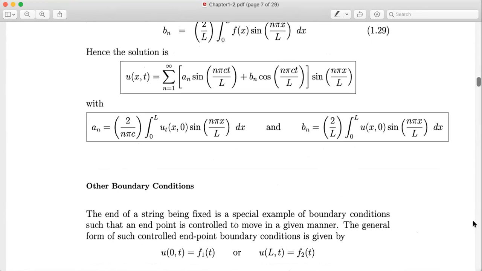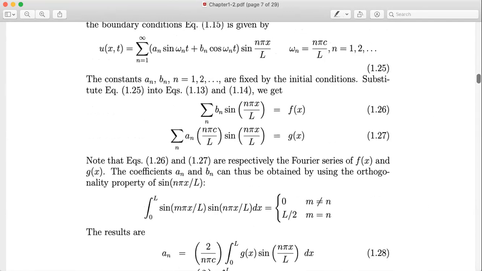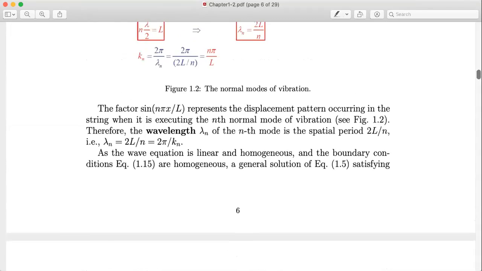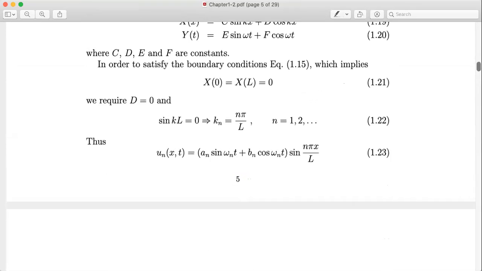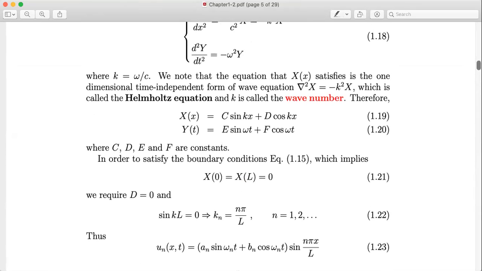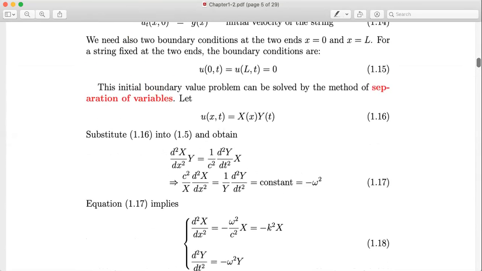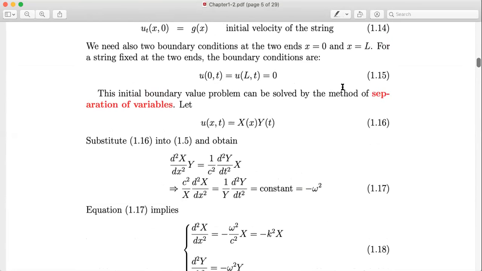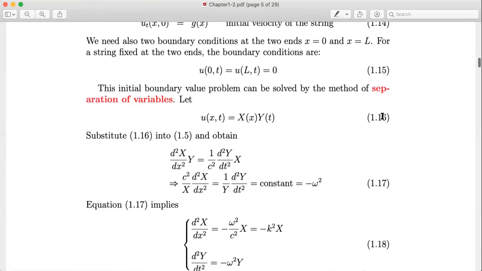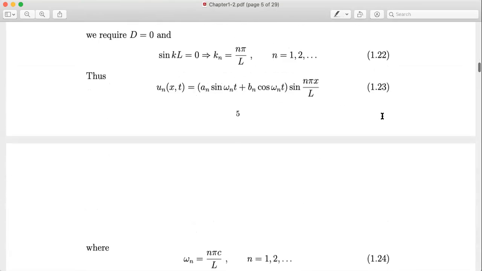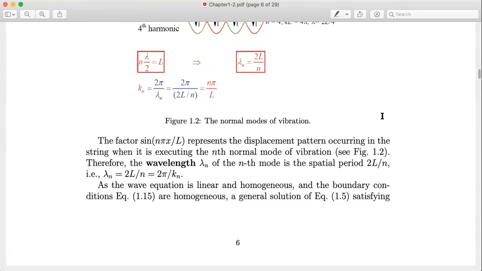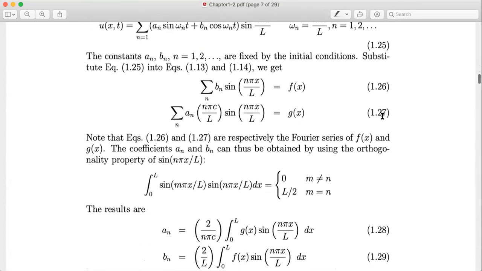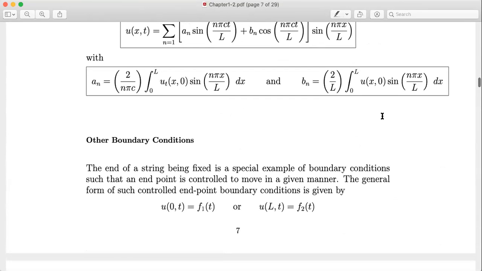Okay, so we have talked about boundary conditions. We discussed this common form, which is fixing the two ends, and so the u has to be 0 there. So that is one type of boundary condition. Mathematically, this is the so-called Dirichlet boundary condition, fixing the function itself. But there are other physical situations for the boundaries.